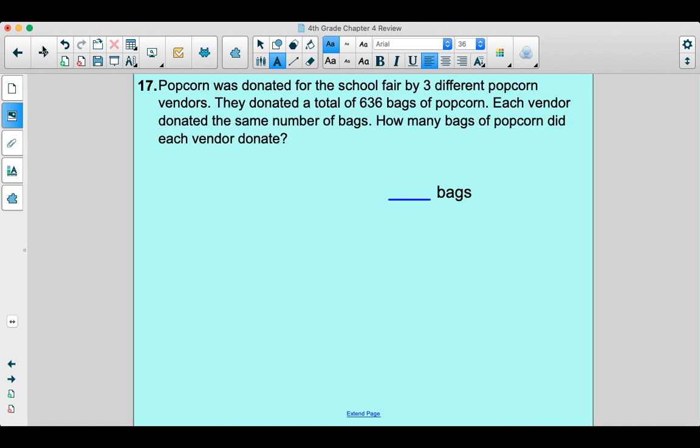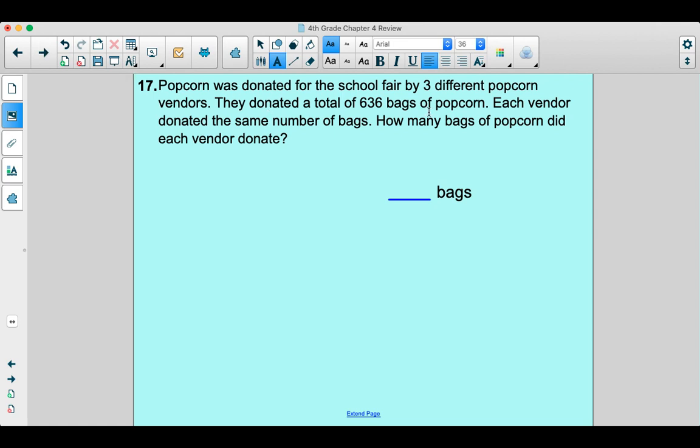All right, next step, we got some popcorn to think about. Popcorn was donated for the school fair by 3 different popcorn vendors. They donated a total of 636 bags of popcorn. Okay, so make sure you're getting the picture in your mind. Stop to think about it. All right, each vendor donated the same number of bags. How many bags of popcorn did each vendor donate?